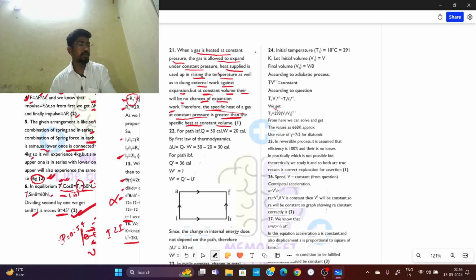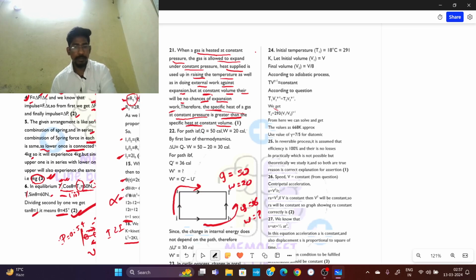Now moving on to the next question, that is 22. There is a system given. The question states that when a system is taken from state I to state F along the path IAF, it is found that Q is 50 and the work done W is 20 calorie. Along the path IBF, Q is 36. You have to calculate W in this path.